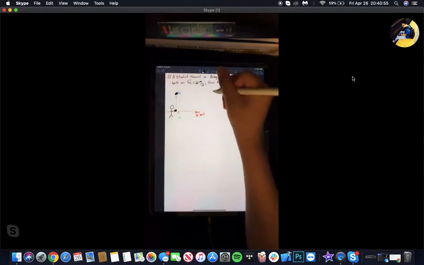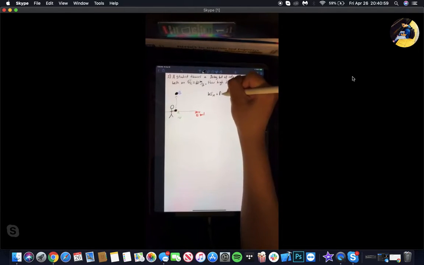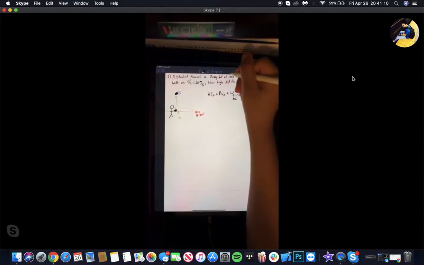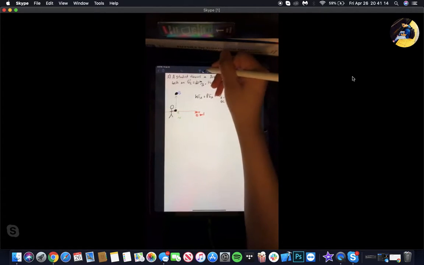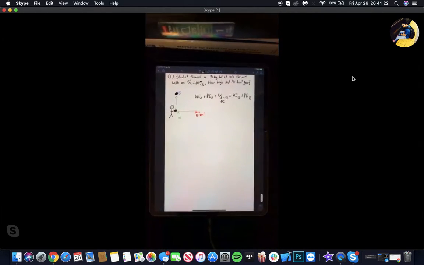So like always, you just write out your energy equation. Kinetic energy at A plus potential energy at A, plus work done from point A to B by non-conservative forces, equals kinetic energy at B plus potential energy at B. That's the whole equation you need to know.